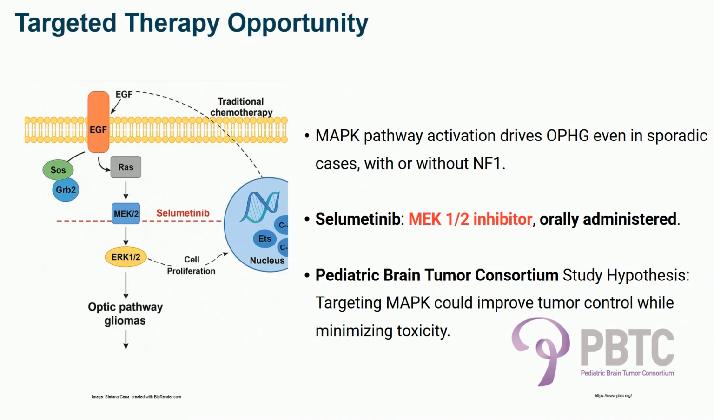Unlike standard of care for optic pathway gliomas, we're always targeting the MAPK pathway when we're dealing with low-grade gliomas that also involve the hypothalamic or optic pathway in the brain. But selumetinib, being a MEK1 and MEK2 inhibitor, is actually an oral chemotherapy agent.